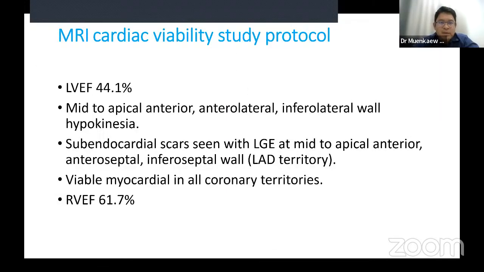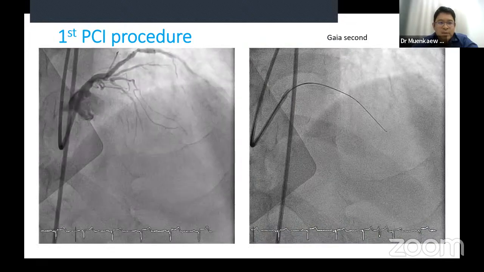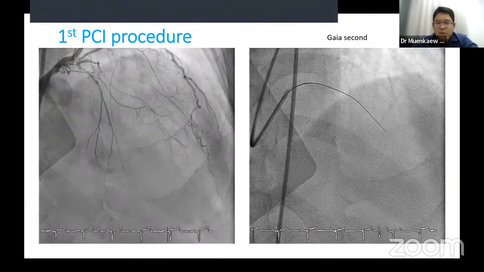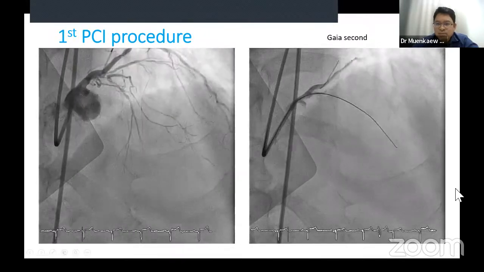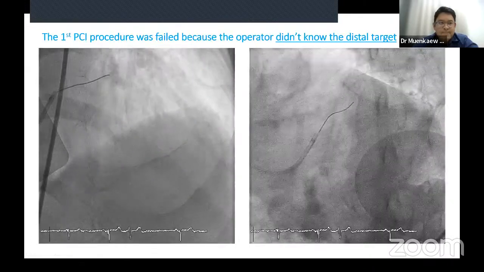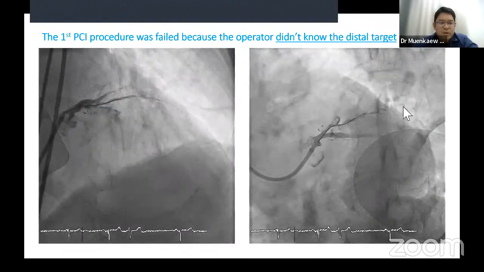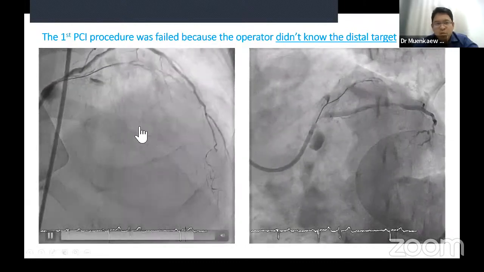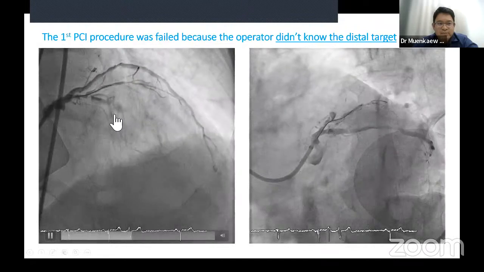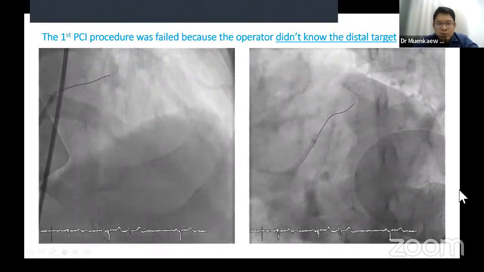At that time, the operator sent the patient for a viability test, and the MRI reported a subendocardial scar in the mid to apical anterior, anteroseptal and inferoseptal wall, and the territory is viable. So he brought the patient back for the CTO procedure and used the Gaia Second to try to cross the lesion, but I think because he didn't know the distal target, he didn't know where to go. Finally, the wire went into the subintima and caused a small perforation here. So he stopped the procedure.